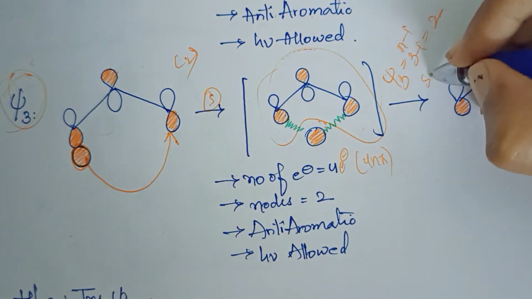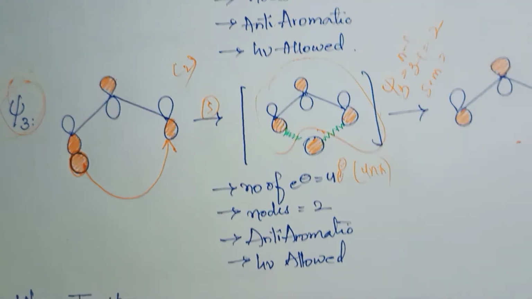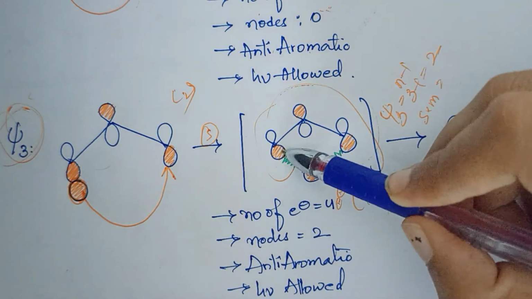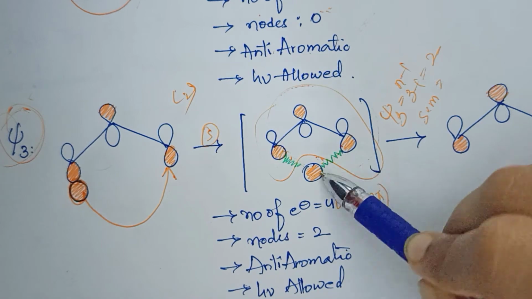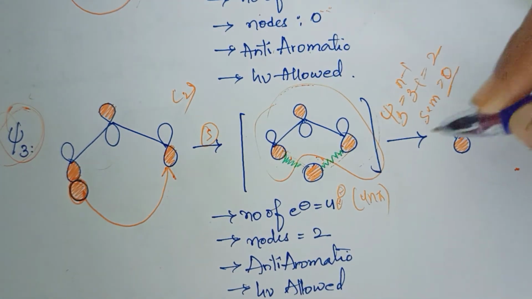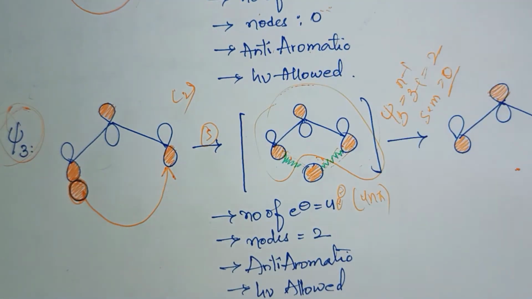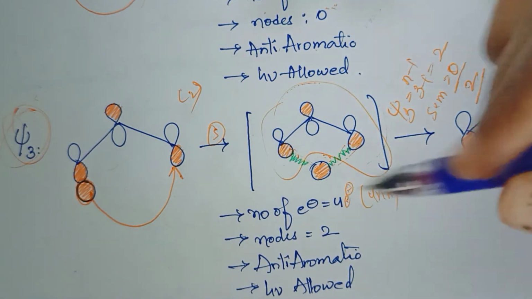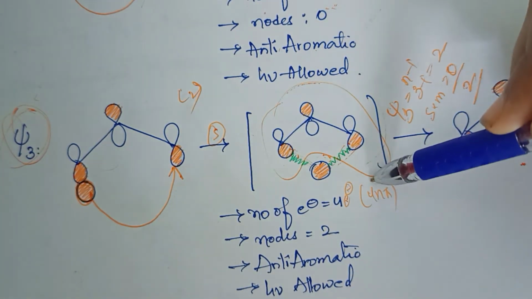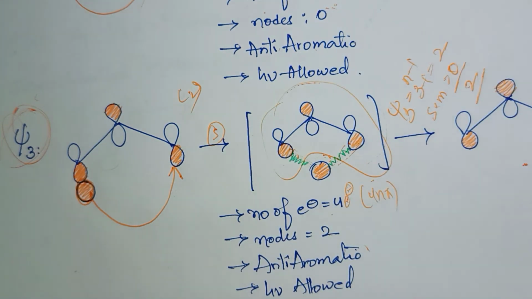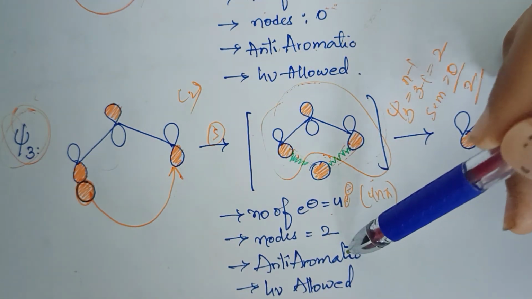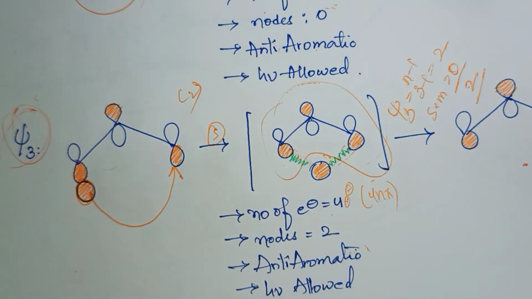Now during the stereochemical mode, I have to see whether nodes are formed or not. See, previously shaded is joined with shaded only. Here also shaded is joined with shaded only. So no nodes are formed during this suprafacial, that is the stereochemical mode. So the total number of nodes is 2, that I have written. Again, a 4n electron system with an even number of nodes is anti-aromatic according to Dewar's rule. As it is anti-aromatic, it will be stable in the excited state and it is photochemically allowed.